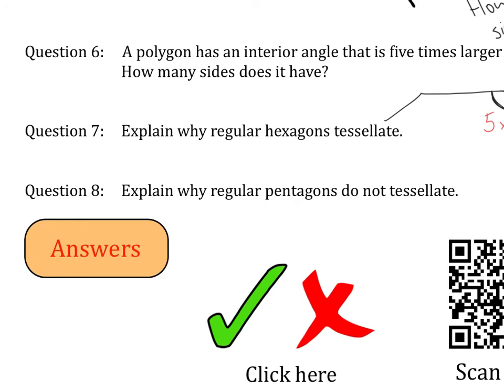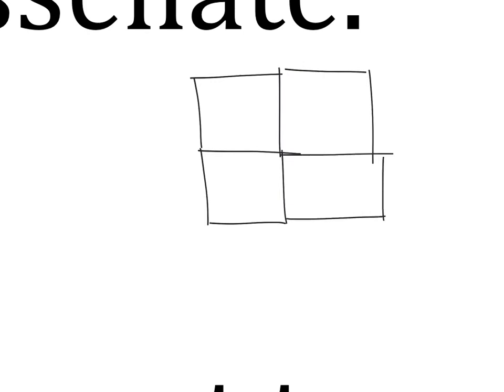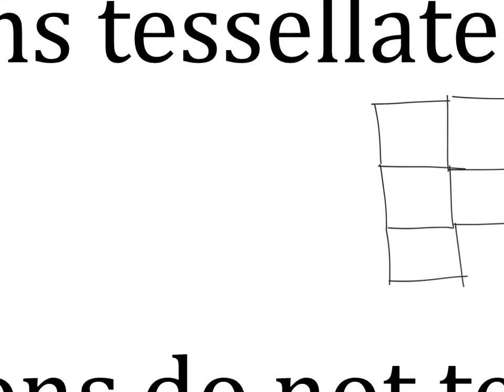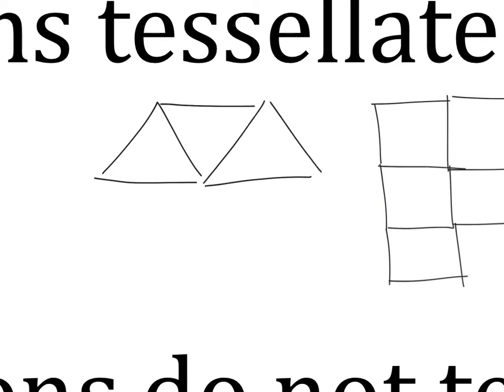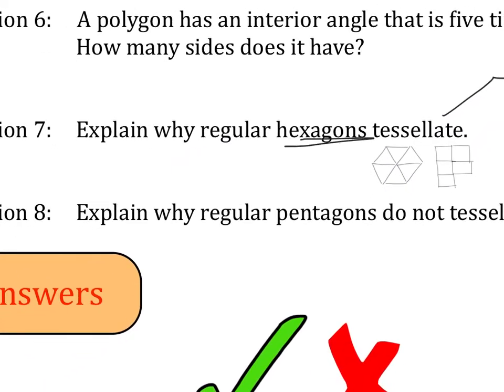Explain why regular hexagons tessellate. Okay, so to tessellate means like this. I'm going to show you an example of. So squares tessellate nicely. Just means you can put them together and there's no gaps. Okay. Regular triangles, so equilateral triangles, they'll tessellate quite nicely, like so. Okay, and they can just go on and on forever. So your question is, explain why regular hexagons tessellate.